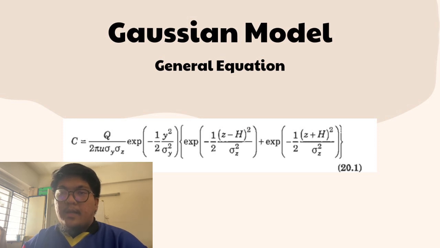Then, this is the general equation of Gaussian model, where C represents steady state concentration, Q is emission rate, sigma represent horizontal and vertical spread parameters, U is average wind speed, Y is horizontal distance from plume, Z is vertical distance from ground level, and H is effective stack height.